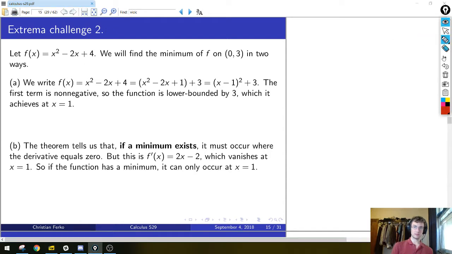Right, yeah, well, I'll just say these words again. This was completing the square. Non-negative term, lower bounded by 3, hits it at 1. The theorem tells you if there's a minimum, it occurs where the derivative is 0, so if there's a minimum, it's x equals 1. Great. All right.